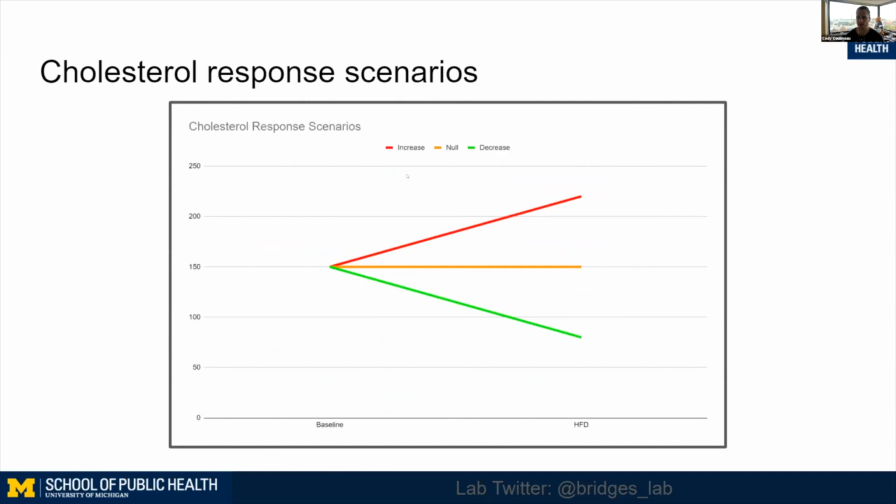So in terms of a cholesterol response scenario, there are three that I'd like to bring forward. In the first scenario, an individual with a higher baseline cholesterol who goes on a high-fat diet may experience a significant increase in their cholesterol after that high-fat diet, demonstrated by the red line. In the second scenario, there may be no increase, demonstrated by the orange line. And in the third scenario, they may experience a decrease after going on a high-fat diet, as demonstrated by the green line. My guess is most people would assume that the first scenario is most likely, but going forward, I'm going to go ahead and argue that this may not necessarily be true.